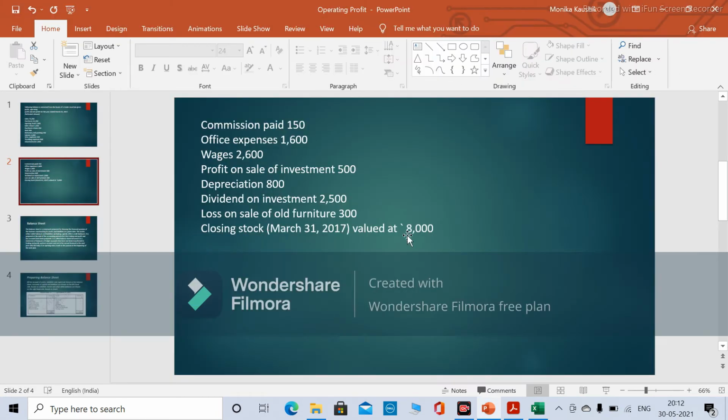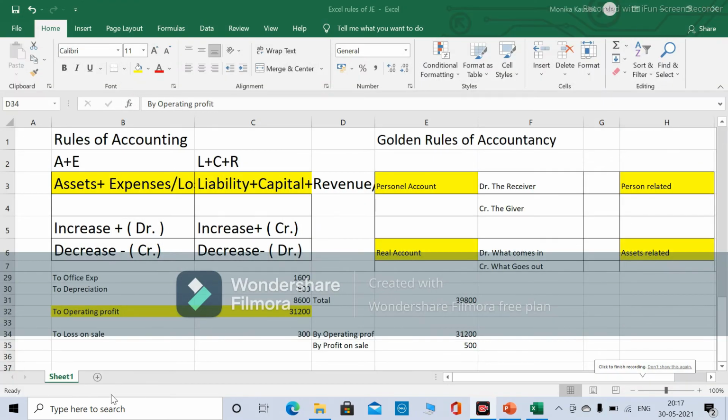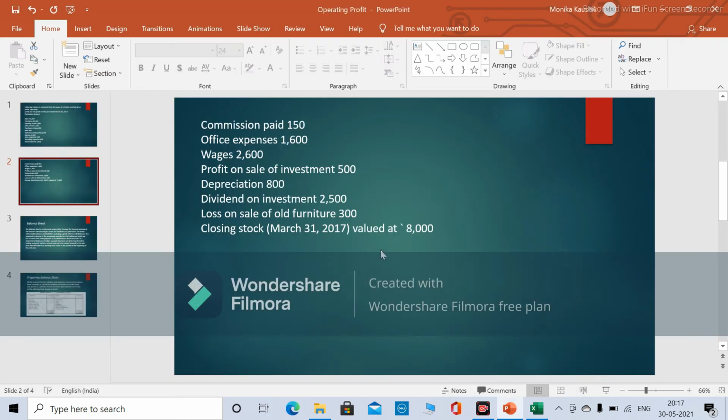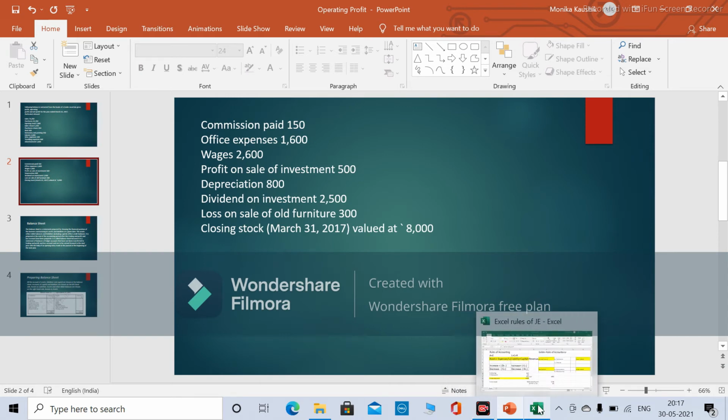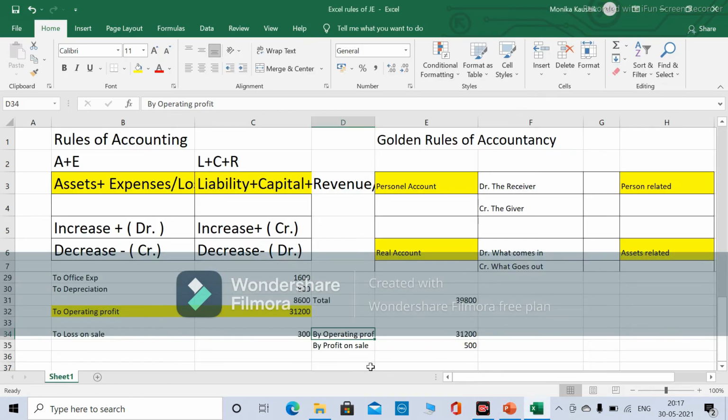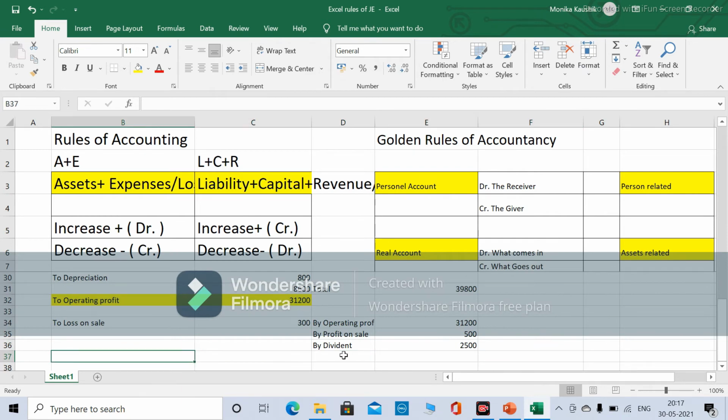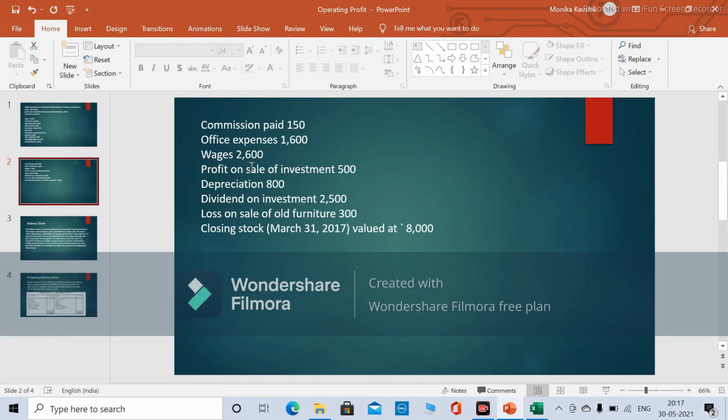Now the next one, dividend on investment. Dividend is also our income, a non-operating income, right? So dividend will also have to be written on the credit side. By dividend 2500. Okay, so with this calculation, what we will get we will call the net profit.